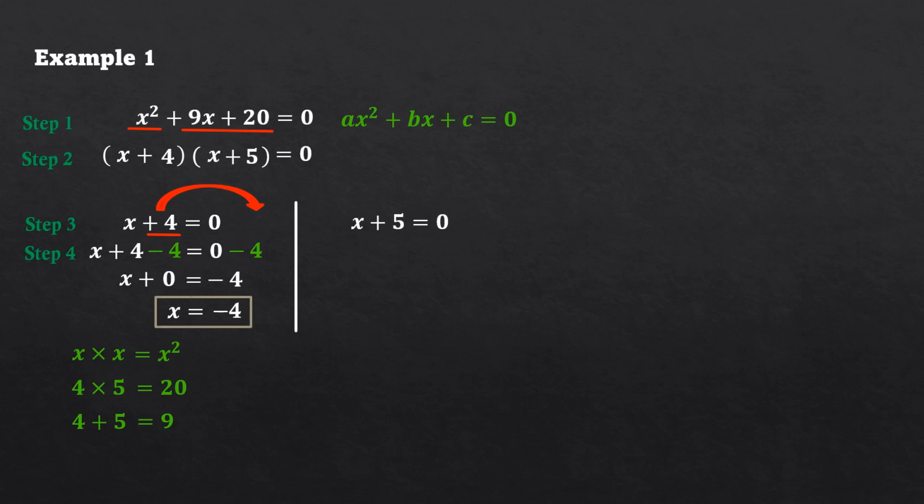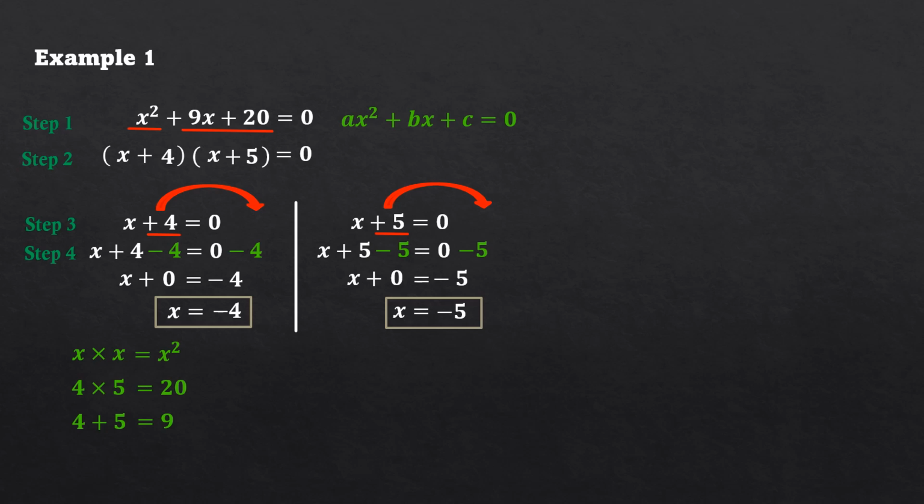For the other factor, which is x plus 5 is equal to 0, since we are looking for the value of x, we need to transpose positive 5 to the other side of the equation. Then, add the inverse of positive 5, which is negative 5. Let us now simplify. X plus 5 minus 5 is equal to 0 minus 5, which is negative 5. Then, x plus 0 is still x, is equal to negative 5. Therefore, the value of x is equal to negative 5.